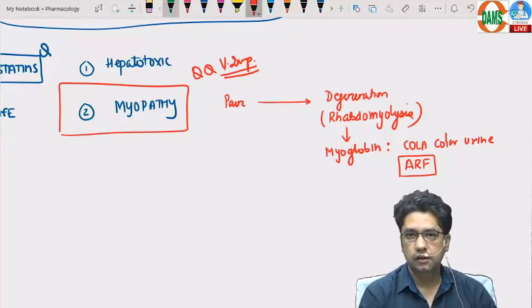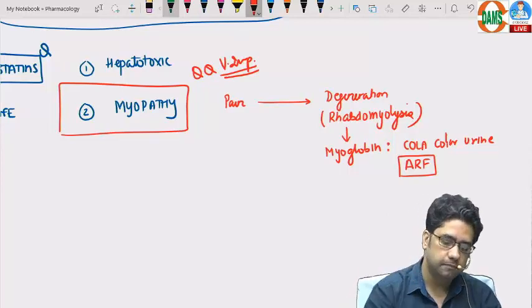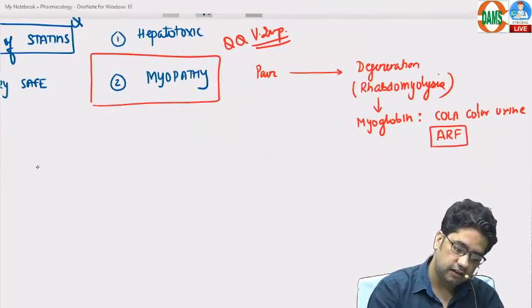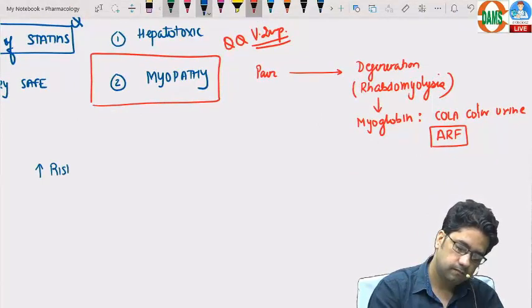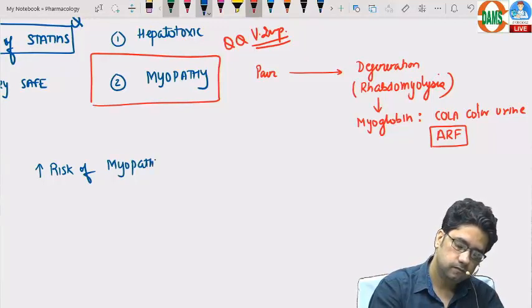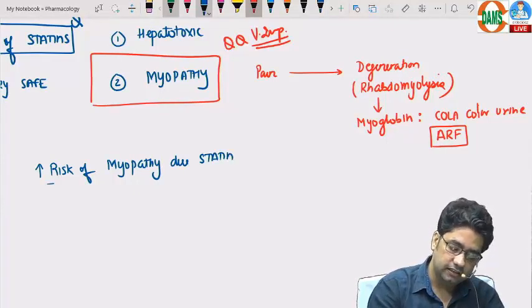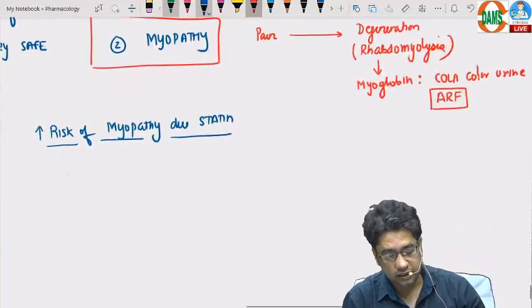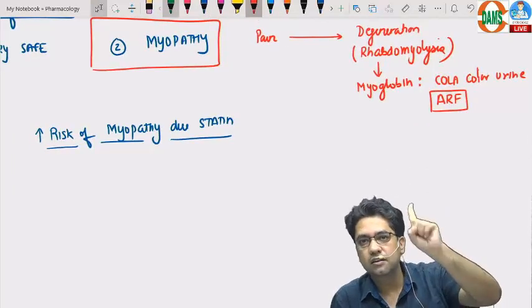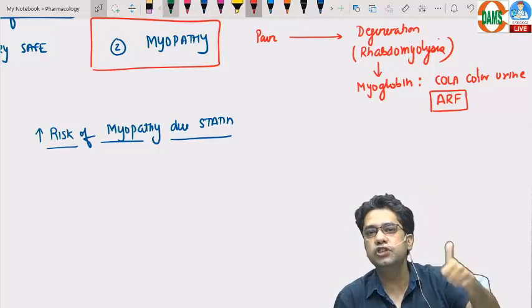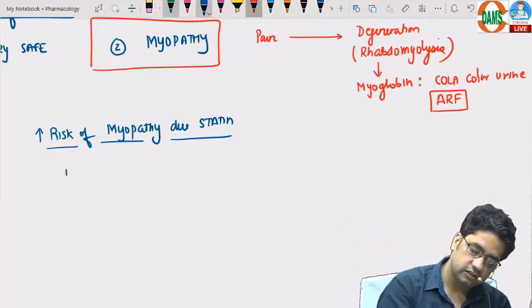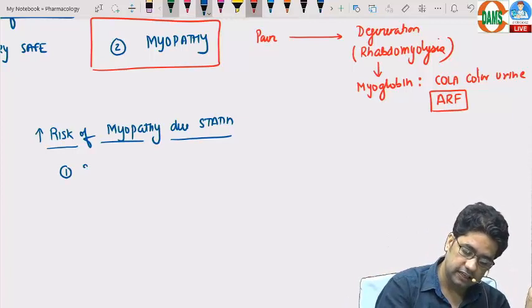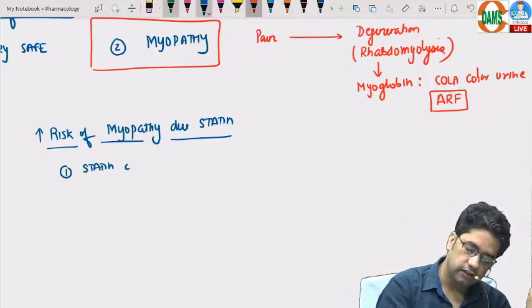So, the question which comes very commonly, what increases the risk of myopathy due to statin? This is a very repetitive question. What is the risk factor? What are the conditions in which there is increase in risk of myopathy due to statins? You will write the first risk is when we combine statin with other hypolipidemic drug.